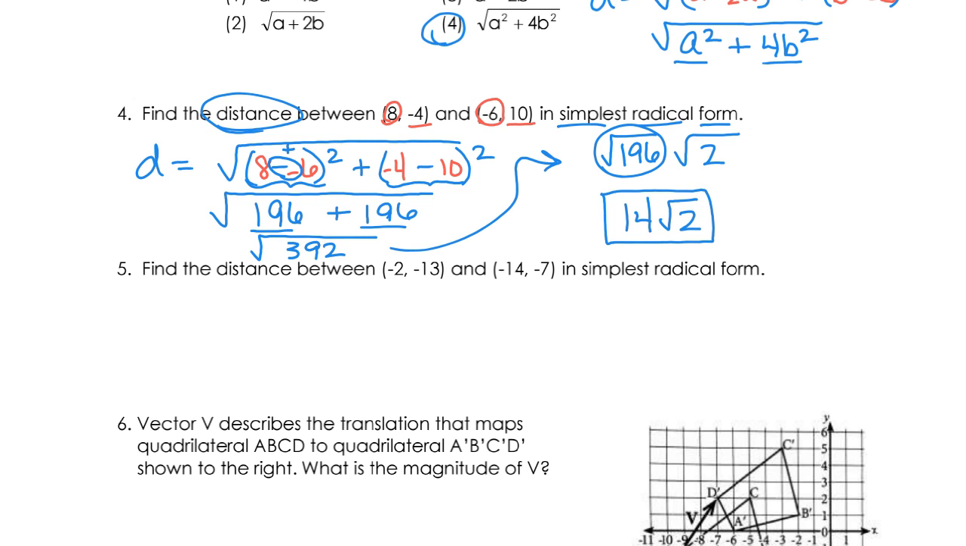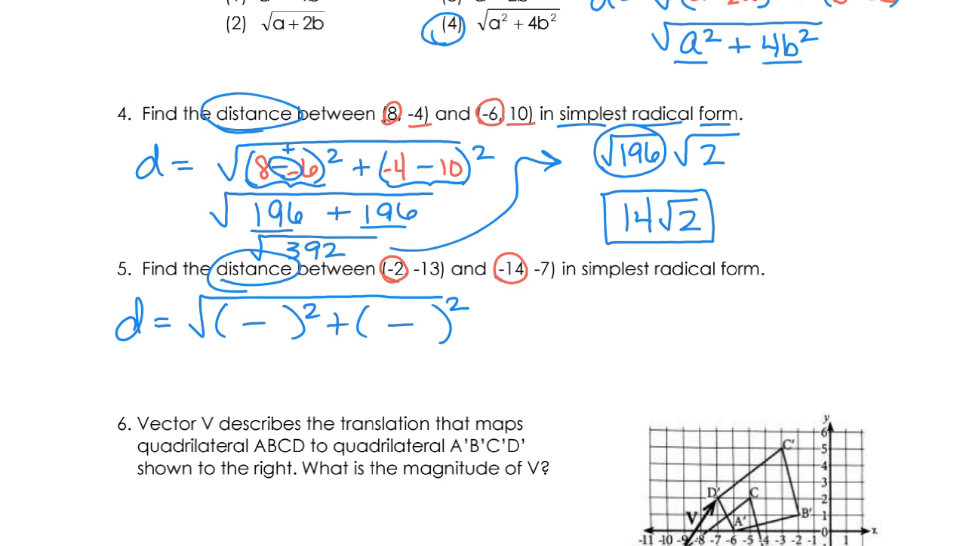Okay, number 5. Find the distance. So D equals square root, parentheses squared, plus parentheses squared, minus in between. We're going to find the distance between these two coordinates. X is first, which is negative 2 and negative 14. Y secondly, which is negative 13 and negative 7. We'll go ahead and clean this up.